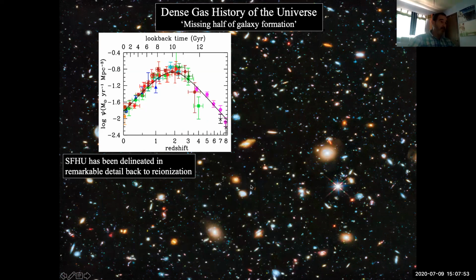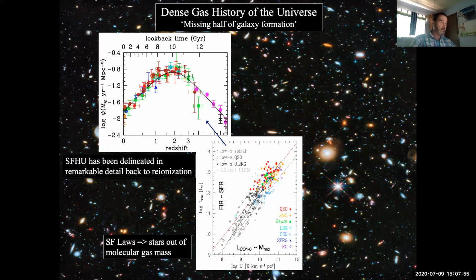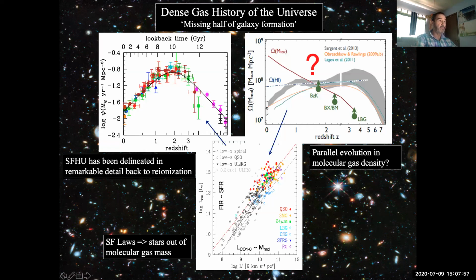So the idea would be, going the wrong way, there should be a parallel evolution of the dense gas in galaxies as a function of redshift. This is where we started, as I said, some 20 years ago. In our review article 7 years ago, basically, we didn't know anything.